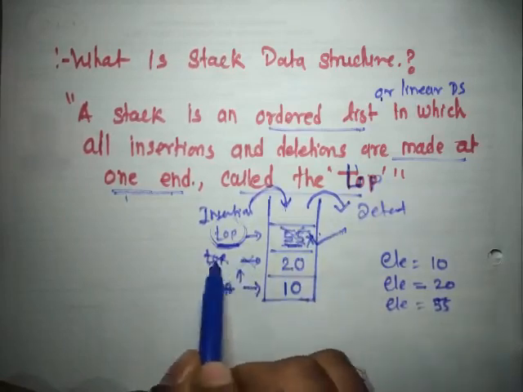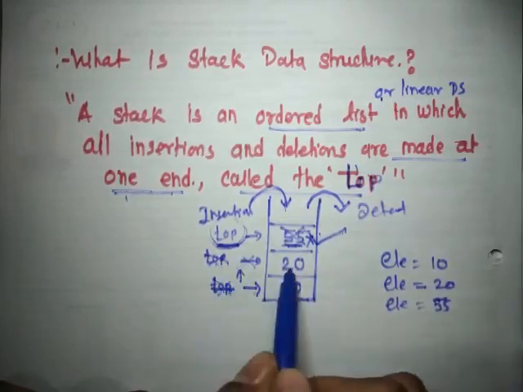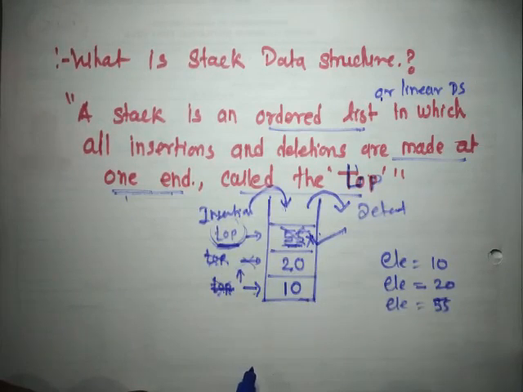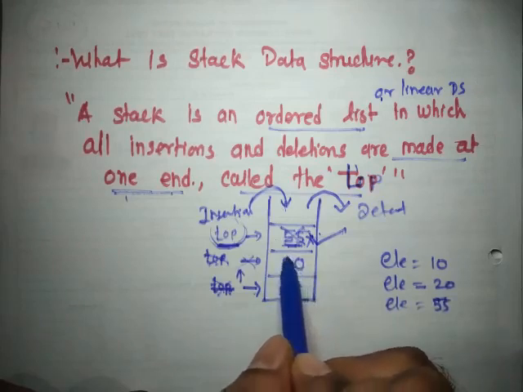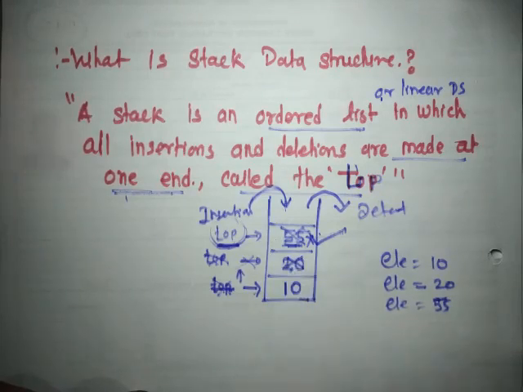Top will be decremented by one position. Now top is pointing to index 20. Suppose if you want to delete one more element from this, then 20 will be deleted, and now you come to element 10. So this is what stack data structure.